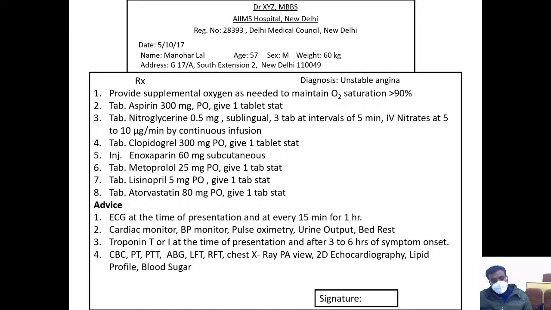Then we have to do some investigations: troponin T or I at the time of presentation, and we also have to do the other tests like CBC, prothrombin time, PTT, ABG, LFT, RFT, chest X-ray, echocardiography, lipid profile, blood sugar. So all this metabolic profile also we have to do whenever the patient presents to an emergency with unstable angina.